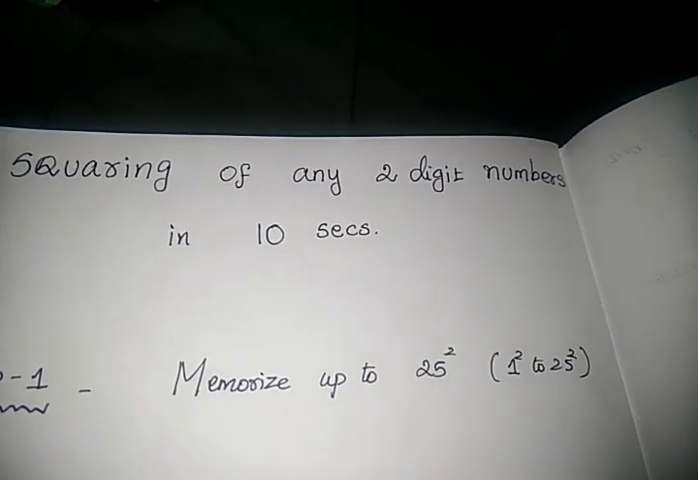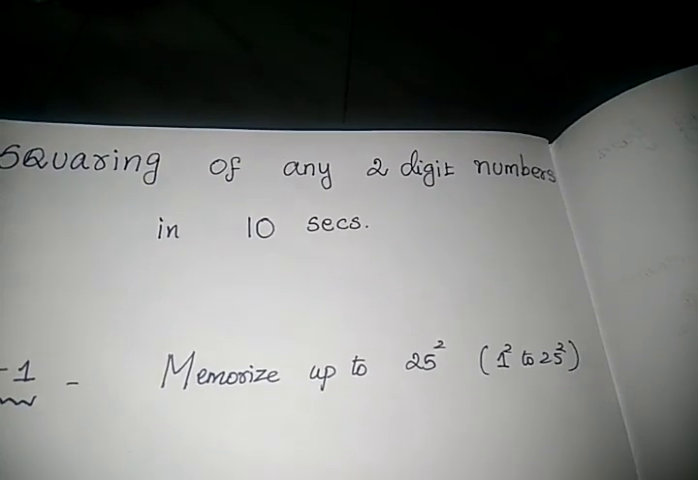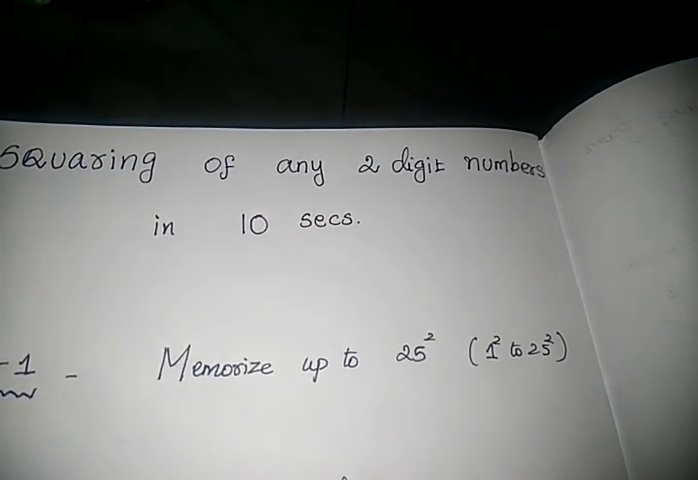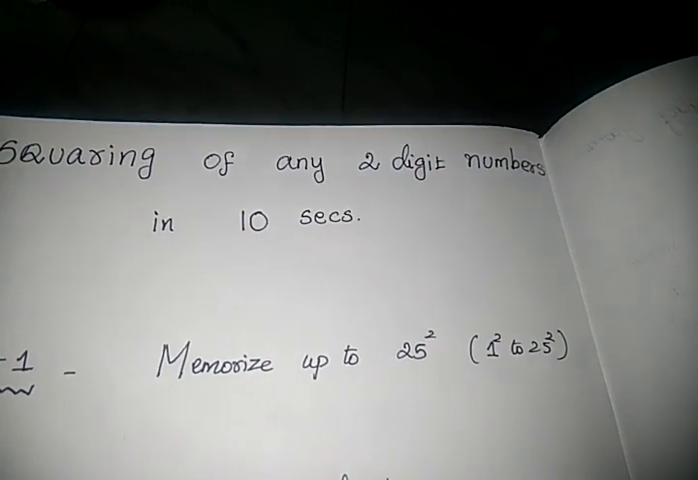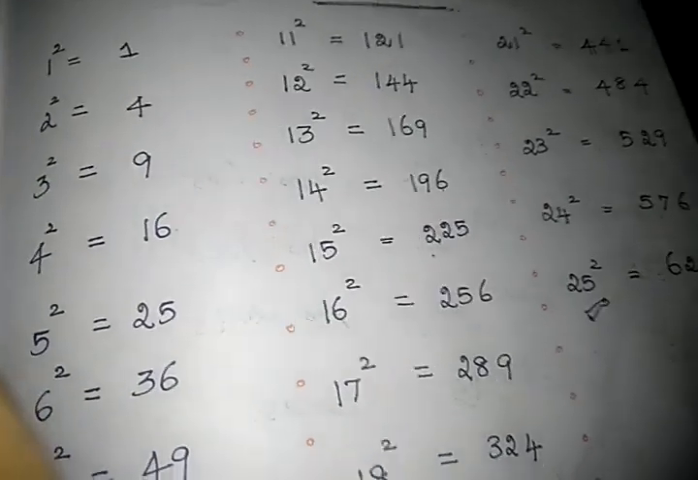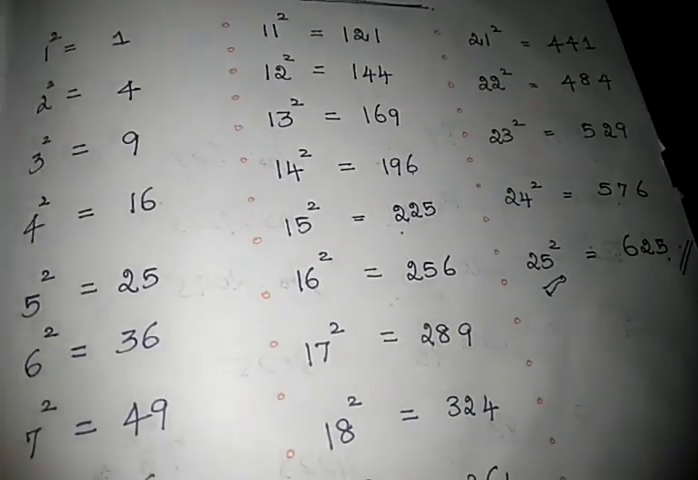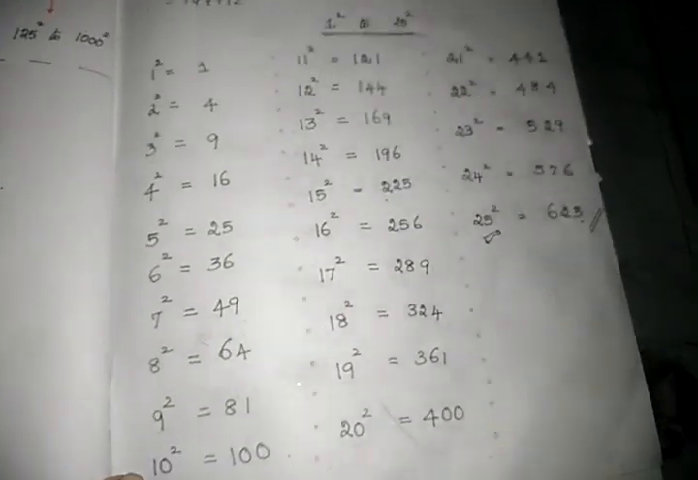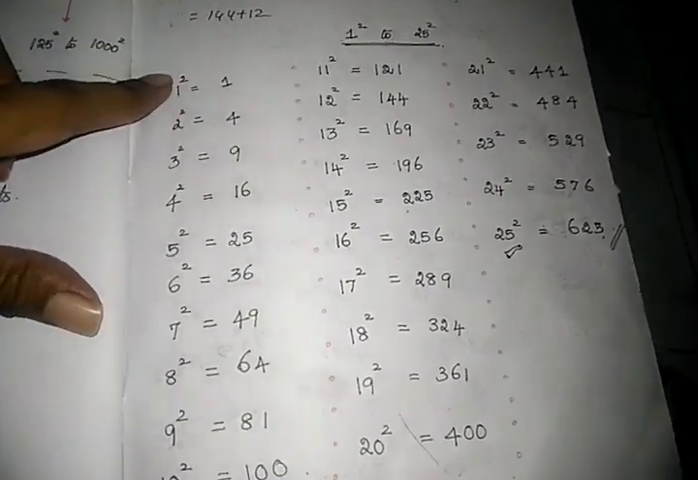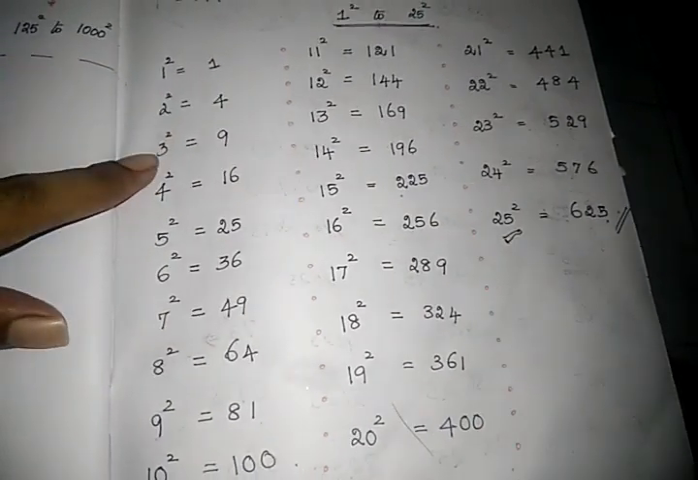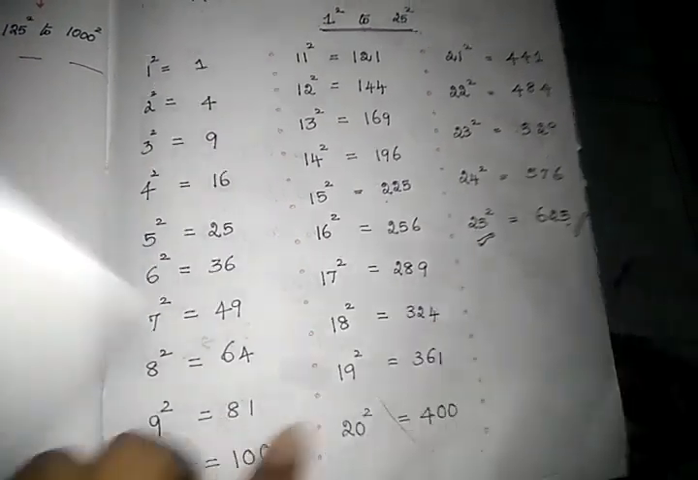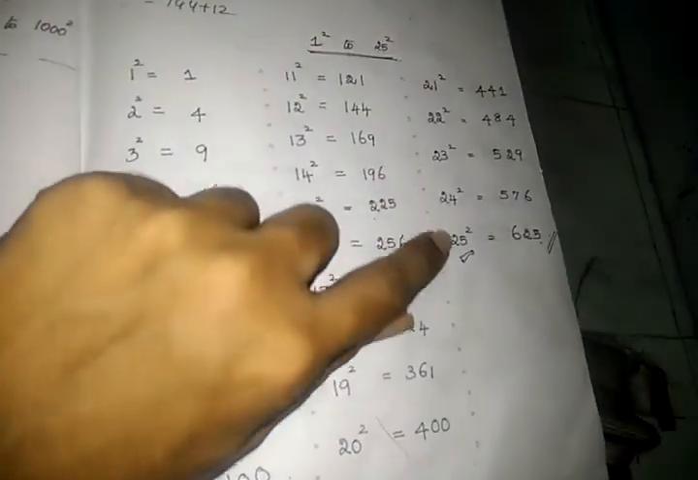That is, you need to memorize 1 square is 1, 2 square is 4, 3 square is 9, up to 25 square is 625, like that. To apply this trick, however, you need to memorize the values from 1 square to 25 square. Here I am showing you for your reference, for the students who have not yet memorized it. So here it is given: 1 square is 1, 2 square is 4, 3 square is 9, up to 25 square is 625.